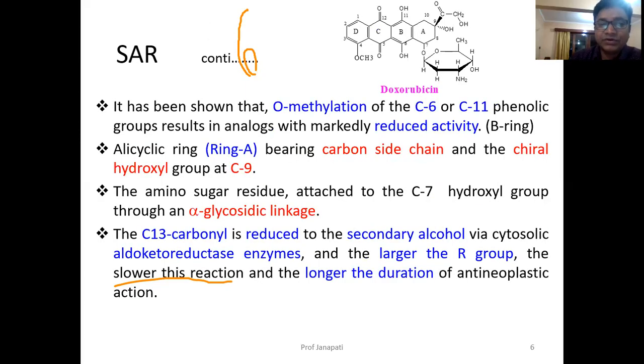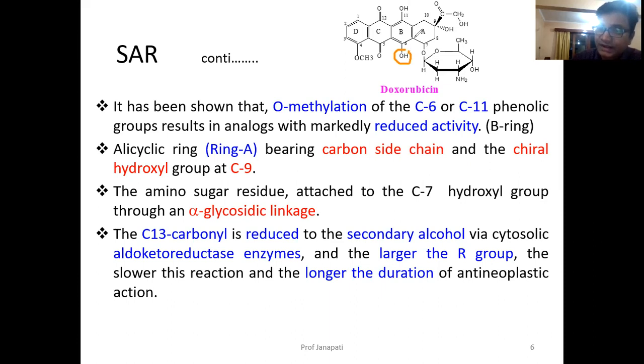Now, one more you can see. It has been shown that methylation at 6 and 11 on the phenolic group, what happens? Reduced activity. When we discussed the interaction, these groups are responsible for interacting with our DNA molecule, the DNA base pairs, by hydrogen bonding. If you add a methyl group, there is no hydrogen bonding. That is missing. That's why the hydroxyl group is important here.